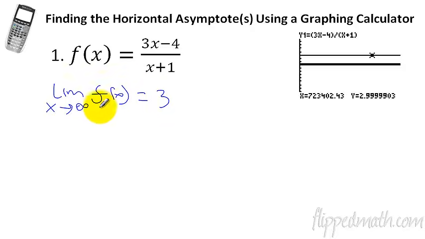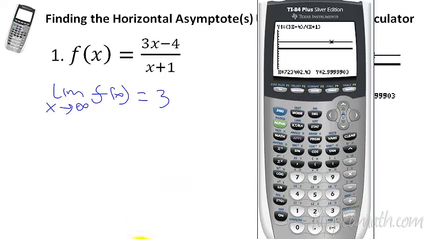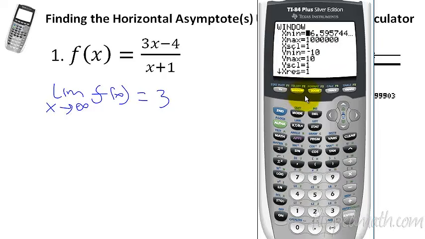This is saying that the right side of the graph is approaching a y value of 3, and that is the horizontal asymptote on the right. But it does not necessarily mean that's what's going on on the left side, so we need to check both.